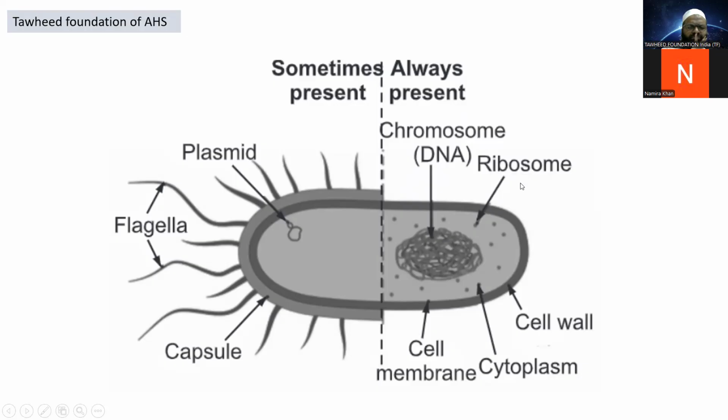Ribosomes are small particles scattered throughout the cytoplasm, the site of protein synthesis where amino acids are assembled into proteins. The cell membrane, that is the plasma membrane, is a phospholipid bilayer beneath the cell wall that regulates the movement of substances into and out of the cell, maintaining homeostasis. Cytoplasm is a gel-like substance inside the cell membrane containing enzymes, nutrients, and cellular compounds. The cell wall is a rigid protective layer outside the cell membrane that provides shape, mechanical support, and prevents the cell from bursting due to osmotic pressure.